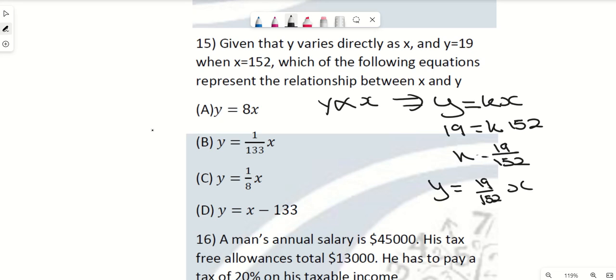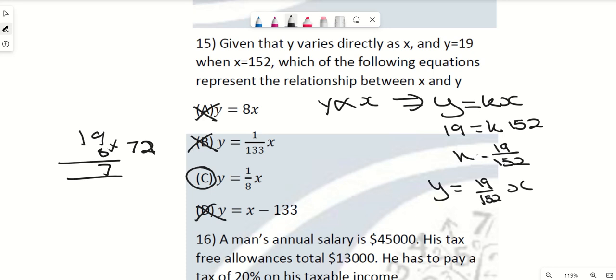First off, 19 divided by 152 will not give you 8. So A is not your answer. D is not your answer. So it's either B or C. Let's reduce this. I believe 152 would not be reduced to 133, so B is not your answer. The answer would be C. Even though I didn't calculate it, let's multiply 19 multiplied by 8. 9 8s are 72. 1 8 is 8, 9 10 11 12 13 14 15.